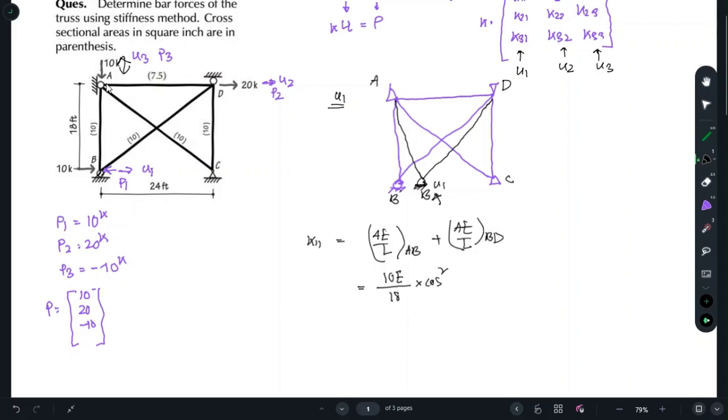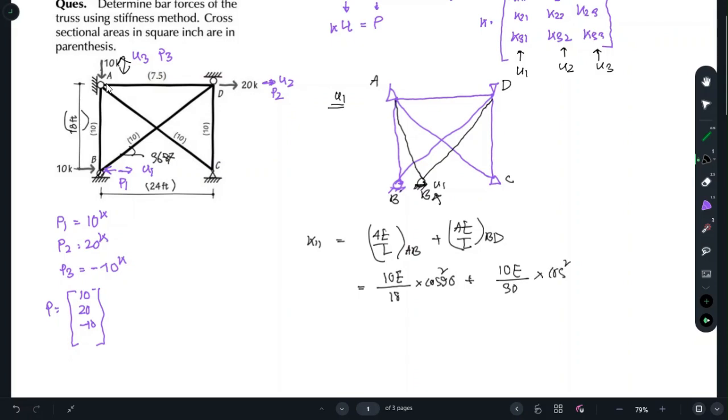So what would be the theta for AB? For AB, the theta would be 0. Sorry, not 0, 90. And for BD, the angle with horizontal is 36.87. You may calculate the tan inverse of 18 over 24, so it would be 36.87. So for BD, you have an area of 10 E and a length of square root of 24 squared plus 18 squared. So that would be 30.